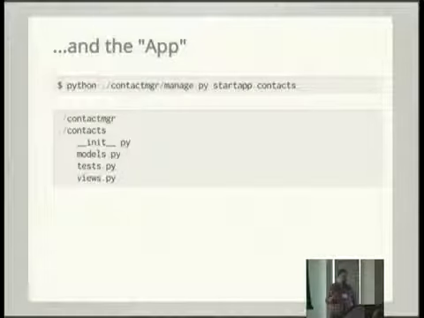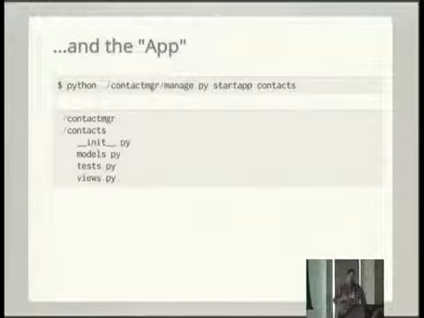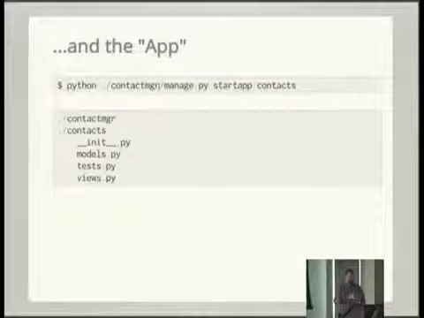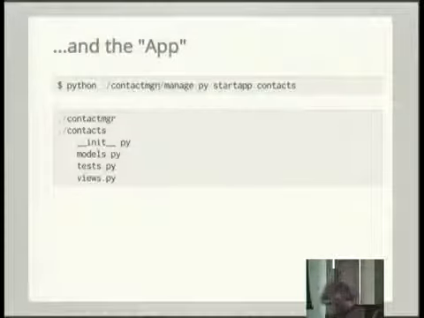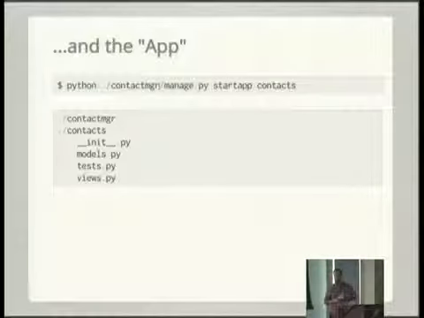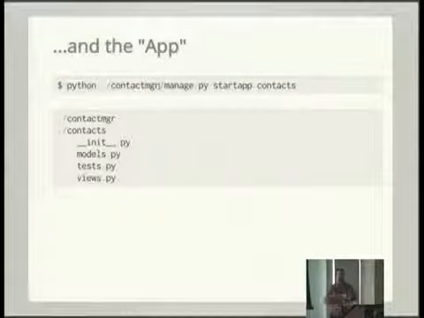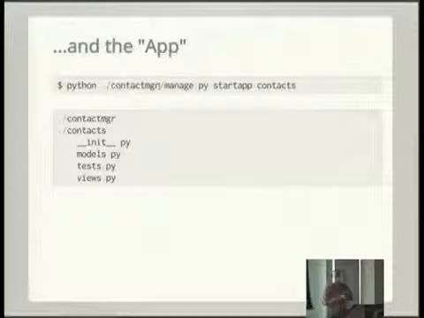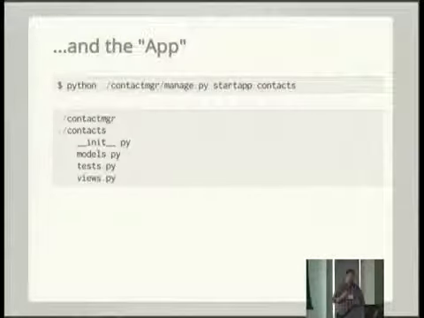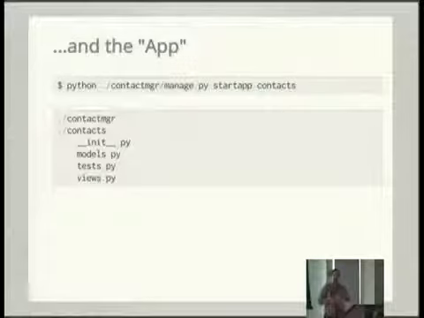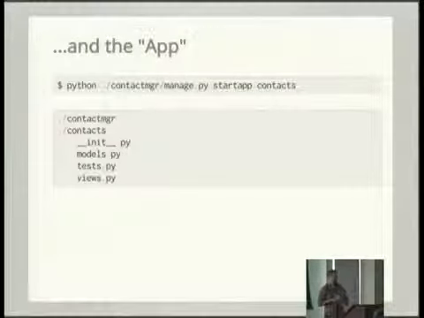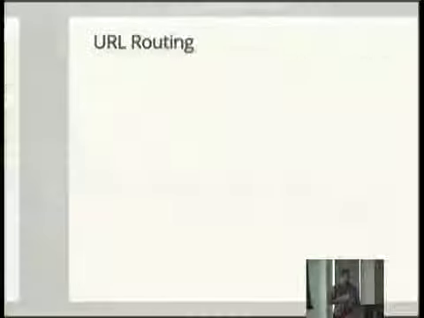Then we can call manage.py inside of our new project to actually start the app. Manage.py is actually pretty brain dead. All it does is delegate to django-admin, but it lets django-admin know that the context for the rest of the commands I'm going to give is this particular project. So that's pretty handy. When you start an app, you've got models, tests, and views put in there by default. And we're going to talk about all three of those in the next hour or so.